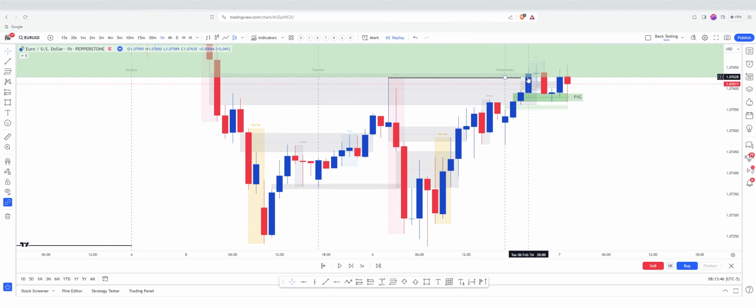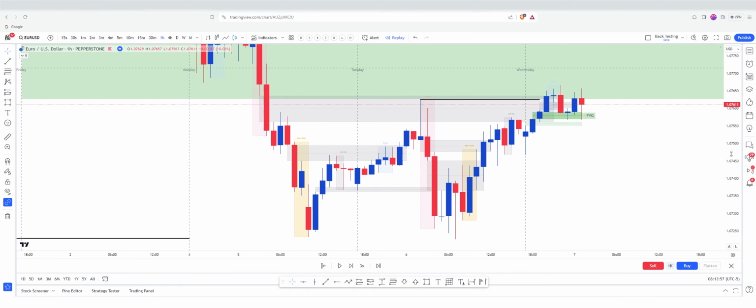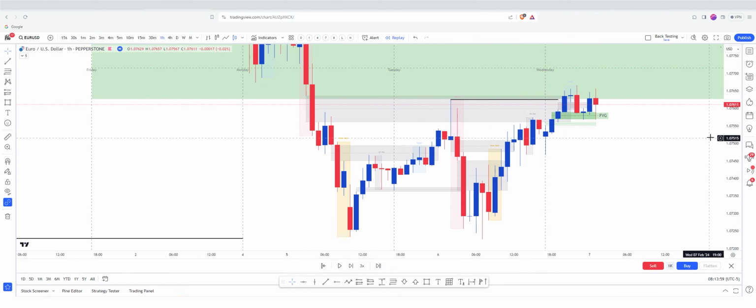Having broken this high, we are now in bullish market structure. So we've broken the high. We're not displacing through the high, but we're not displacing back into the range either. We're kind of tapping the bottom of the daily fair value gap, consolidating up here.